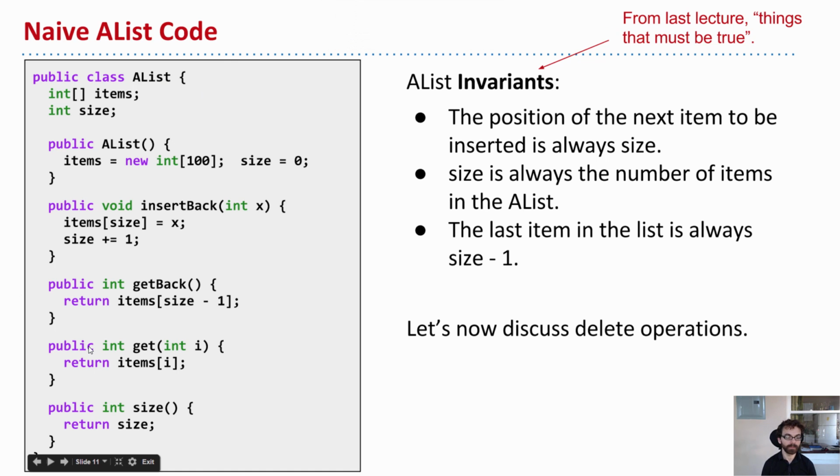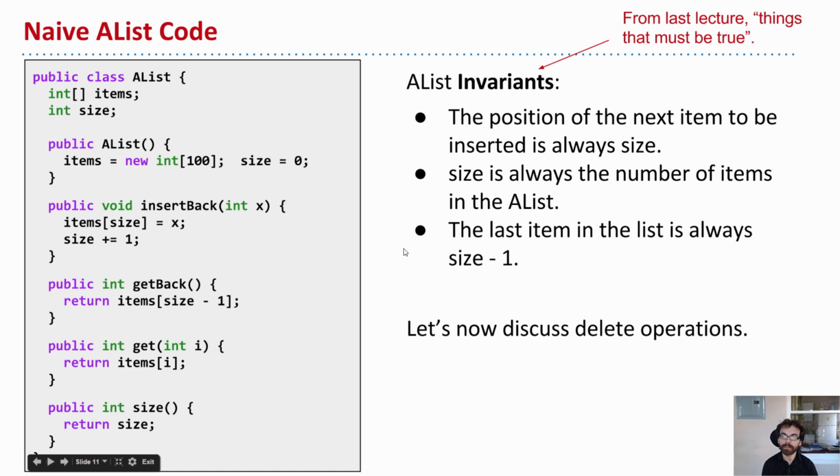This is the code we just wrote, compacted a little bit, and slightly different than the version we just typed out. But that's basically the code we just wrote. So I want to raise a point here, which is that we have a number of invariants, okay? In particular, the position of the next thing that we want to insert is always going to be size. Size, you can think of, could also have a synonym for that: next item. Size, of course, is always the number of items in the A list. And then the last item in the list, the last thing that's actually there, is always size - 1.